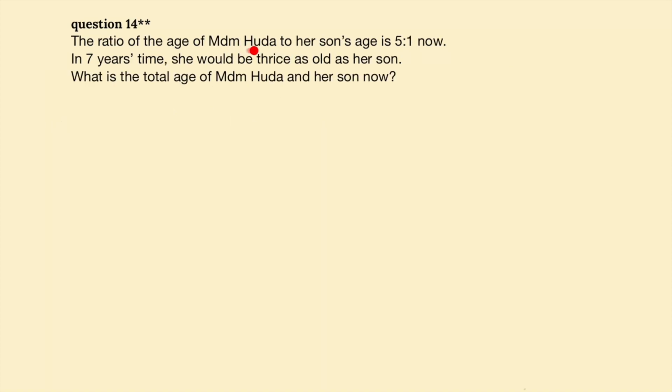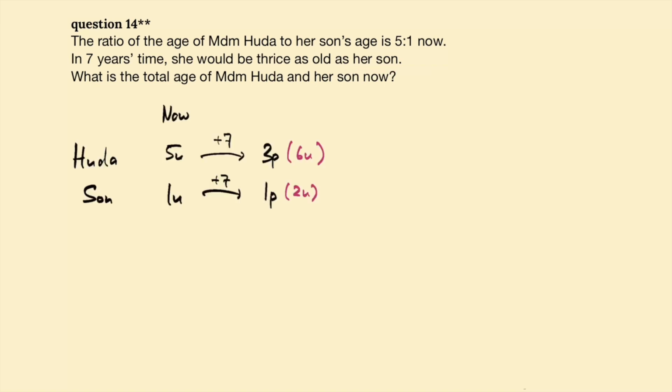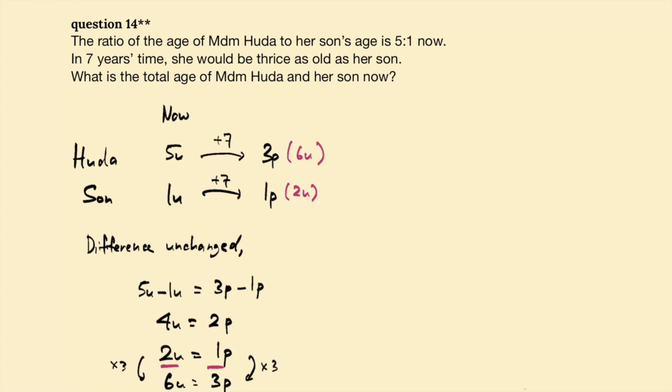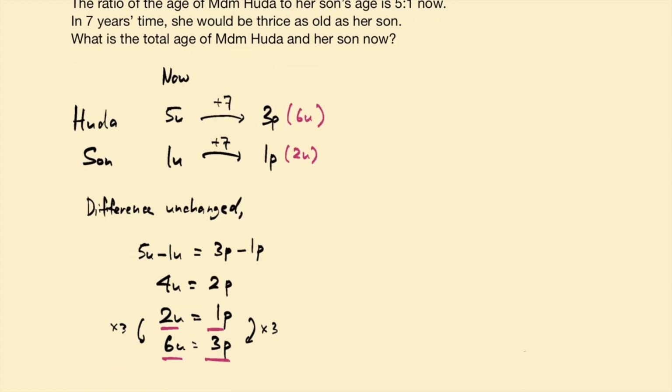The ratio of Madam Huda to her son's age is 5:1 right now. In 7 years' time, she will be thrice as old as her son. Okay, let's have a model. Huda versus son right now, 5u, 1u. In 7 years' time, so plus 7, plus 7, she would be 3 times as old as her son. Okay, so from here, we know that the difference is unchanged. That means we can say 5u minus 1u will be exactly the same as 3p minus 1p.